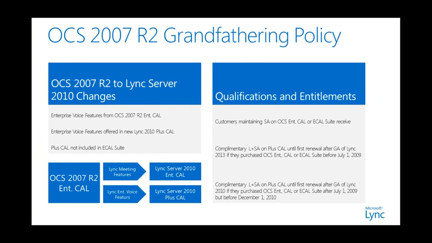Similarly, if you purchased OCS Enterprise CAL or eCAL Suite after July 1st, 2009, but before December 10th, 2010, and you maintain the software assurance on that, then you get a Lync Plus CAL complimentary until your first software assurance after general availability of Lync 2010. Again, if you want to delve deeper into that and find out exactly what your entitlement may be, then speak to your Bytes account manager and they'll guide you through that, and they'll help you identify what actual client licensing you have and what client licenses you're entitled to.